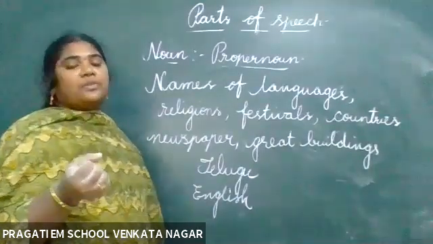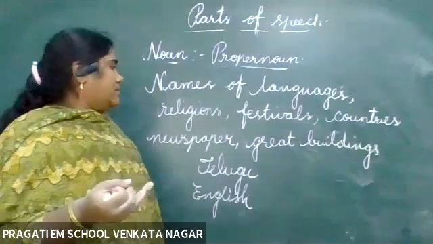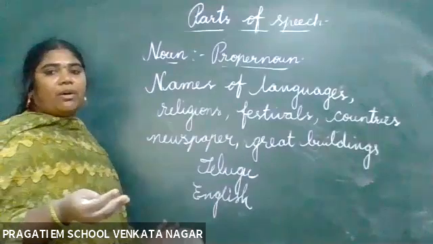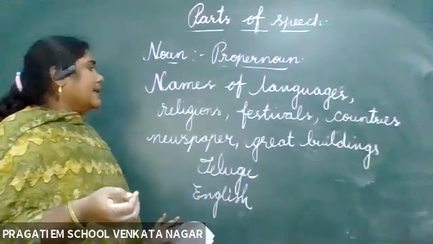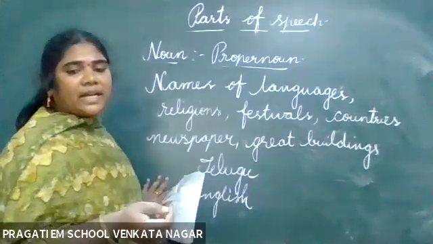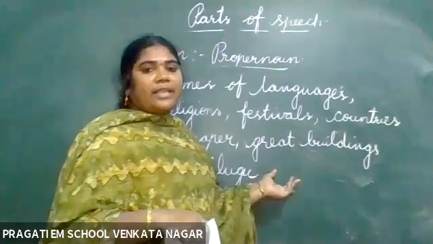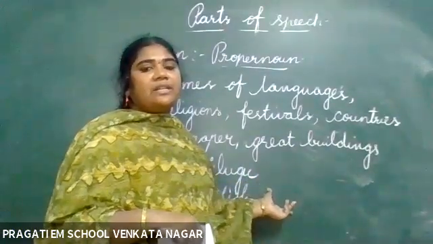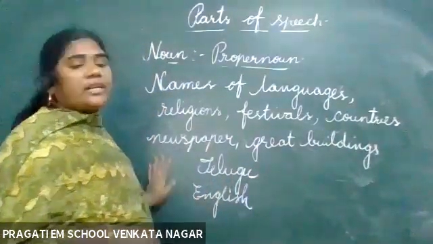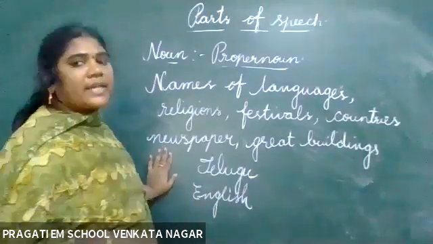Titles of the books also, like Bhagavad Gita, Quran, Bible, Guru Granth Sahib, all these are books. Next, great buildings. Great buildings means Charminar, Taj Mahal, Qutub Minar. All these are great buildings. When we write them, we have to start with a capital letter only, not a small letter. Even in the middle of the sentence, it should always start with a capital letter.